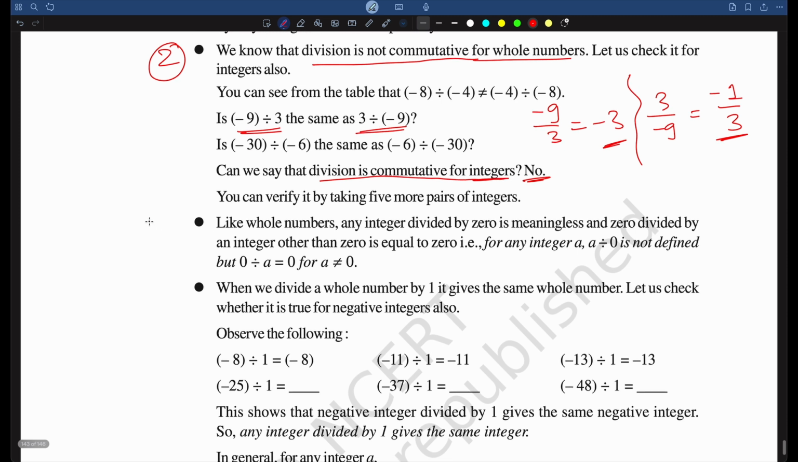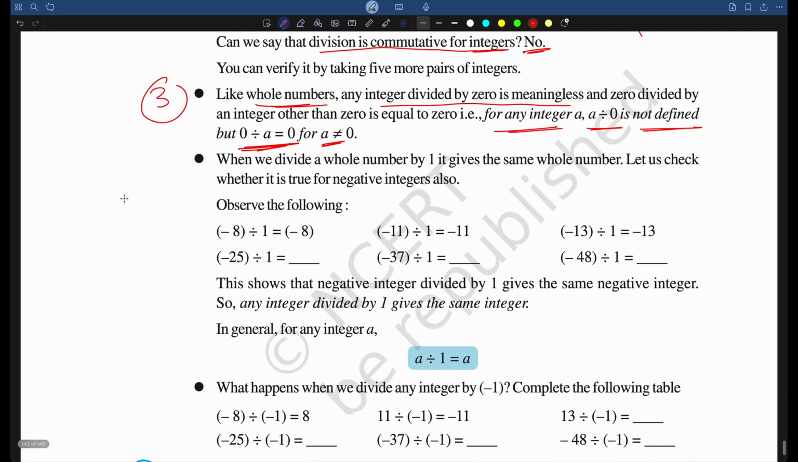Now next property, that is division by 0. For whole numbers, the division by 0 is meaningless, and for integers, for any integer a, a divided by 0 is not defined, but 0 divided by a equals 0. We have a divided by 0 is not defined, and 0 divided by a is 0 for a not equal to 0. We cannot divide any number by 0. It will give undefined as the answer.